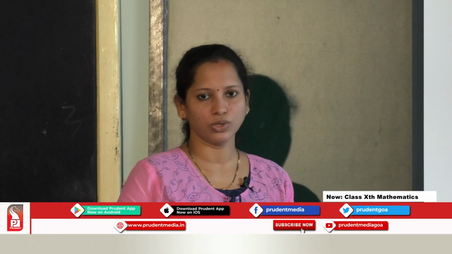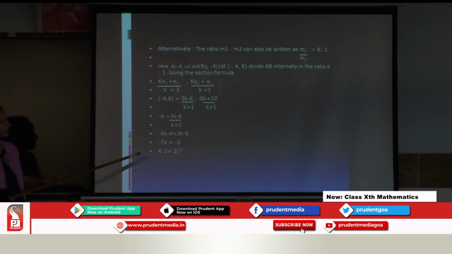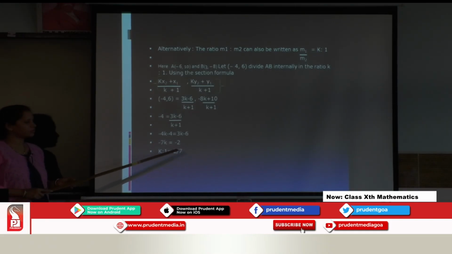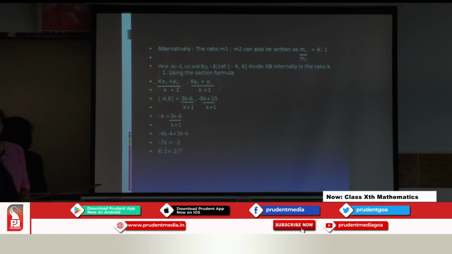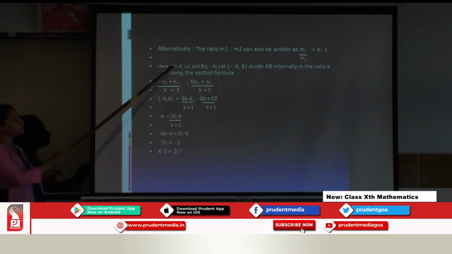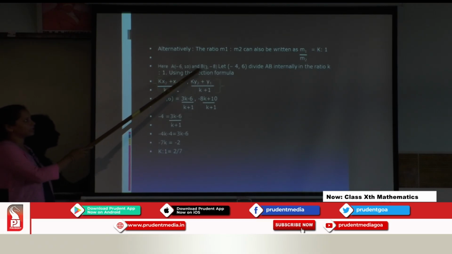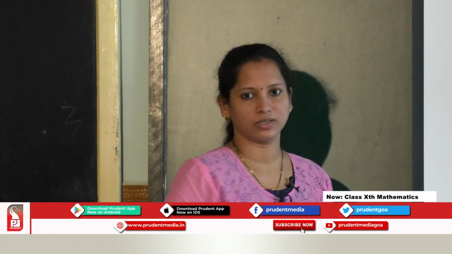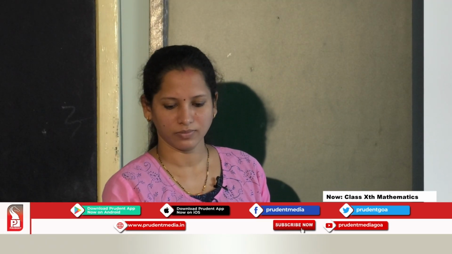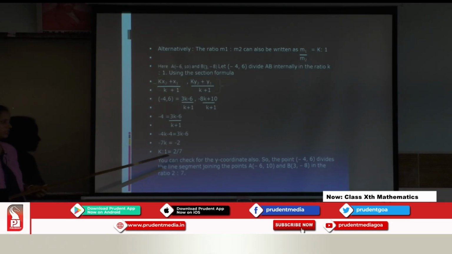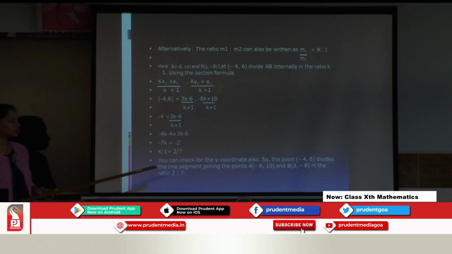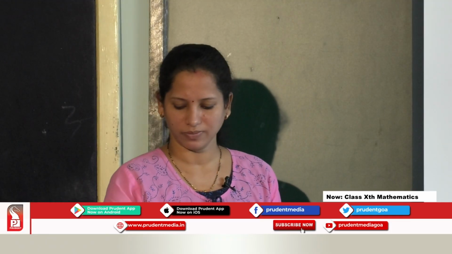So k is equal to 2 upon 7. That is, k is to 1 is 2 upon 7. So this is the ratio, that is 2 is to 7. So we got the ratio 2 is to 7, which divides the line segment joining the two points A(minus 6, 10) and B(3, minus 8). You can check for the y coordinate also. So the point (minus 4, 6) divides the line segment joining the points A(minus 6, 10) and B(3, minus 8) in the ratio 2 is to 7.